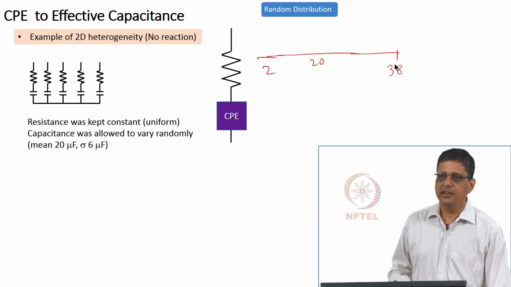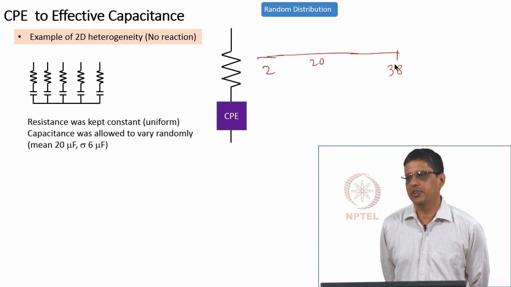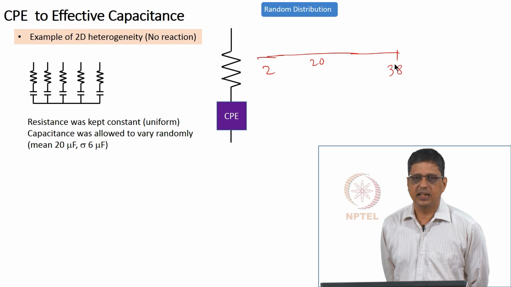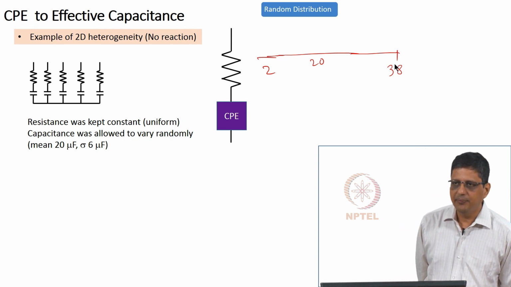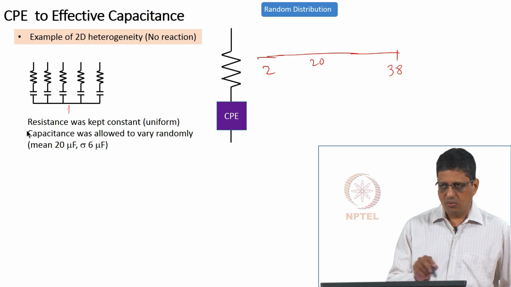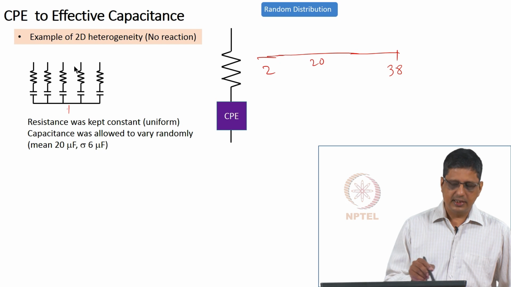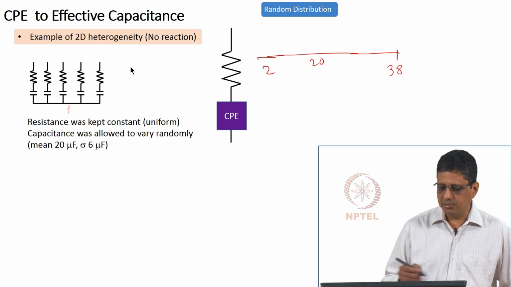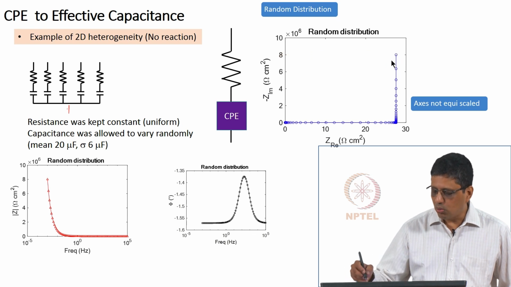So, I had taken a standard deviation of 6 microfarad, an average of 20 microfarad, and 3 sigmas as the limit. I have allowed it to vary randomly. What I had done is take one unit and divide it into 10,000 units. Resistance also changes, it becomes much larger, so that when they are in parallel, it will still give you the original resistance more or less.